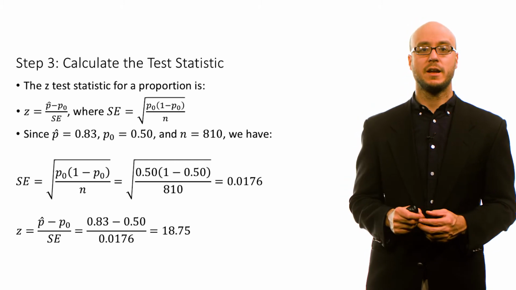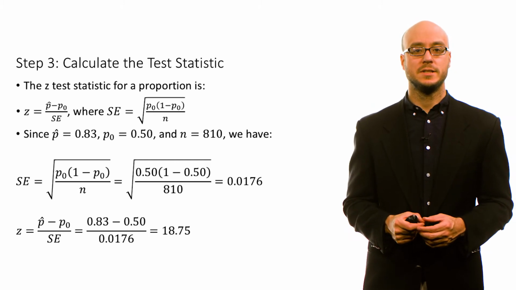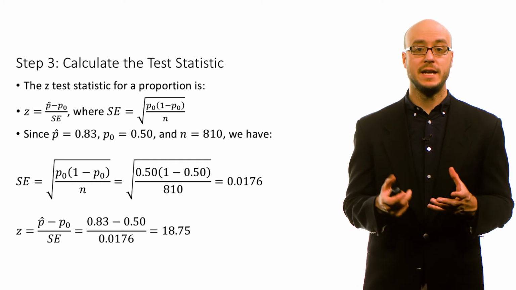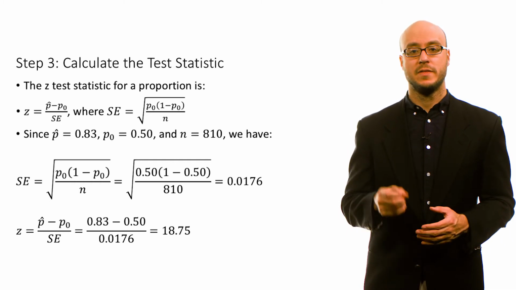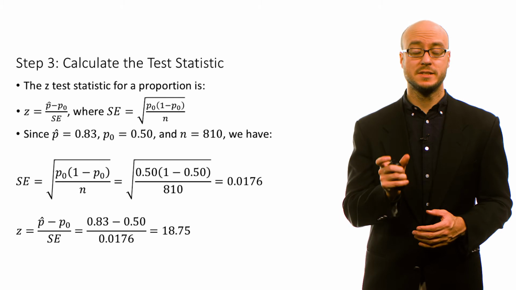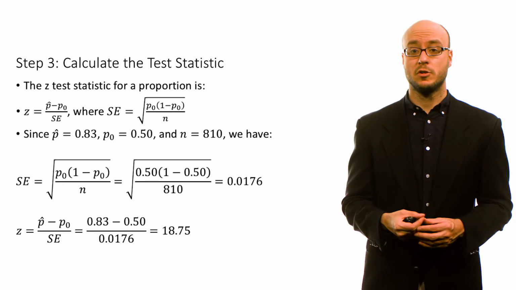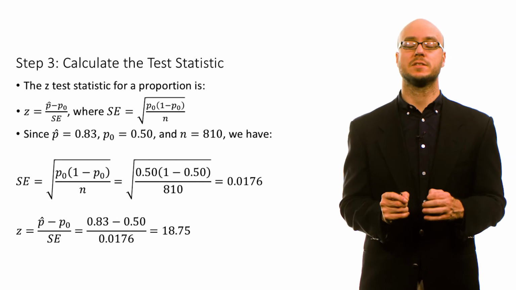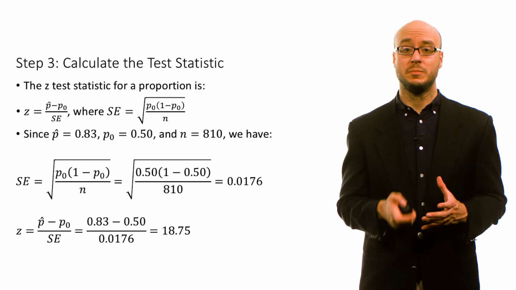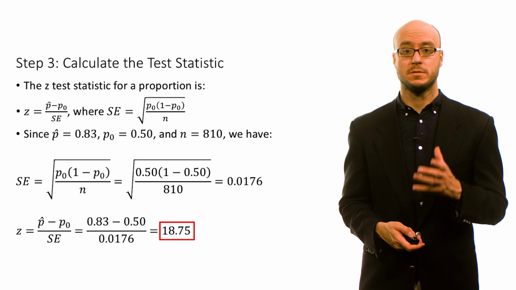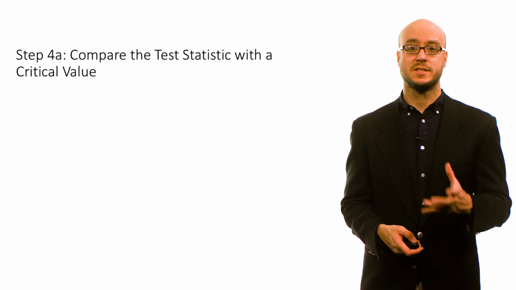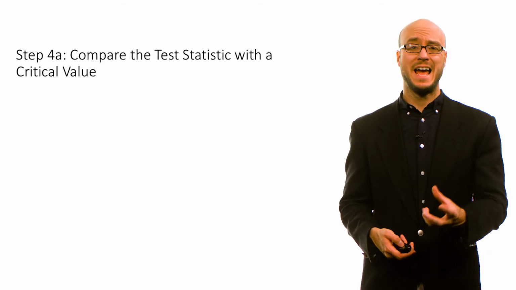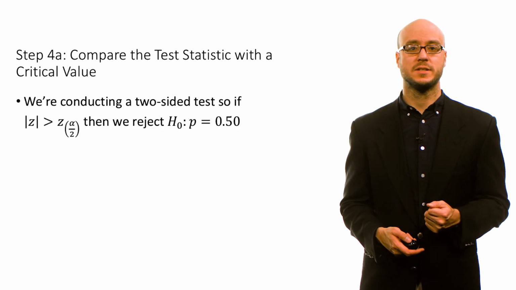So based on this standard error, we can calculate a z-test statistic of 18.75. Again, this is the z-test statistic. We compare that to the standard normal distribution. With a z-test statistic of 18.75, you should already have an idea at this point that that's a pretty extreme test statistic. So let's actually compare this test statistic with some critical value and then calculate a p-value using this test statistic.